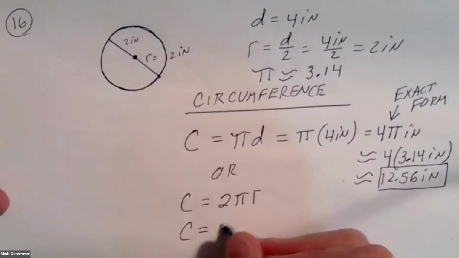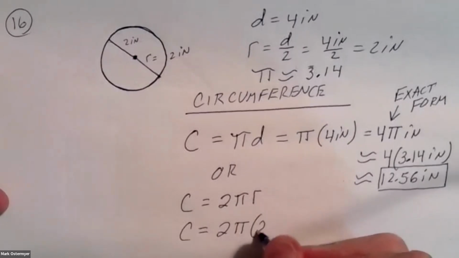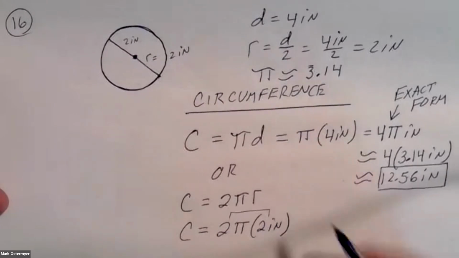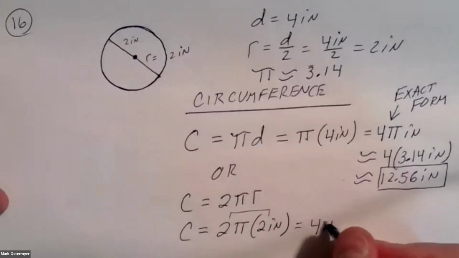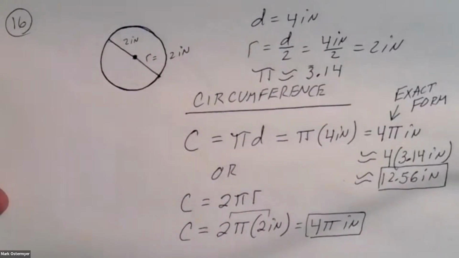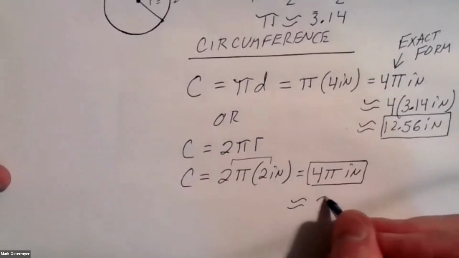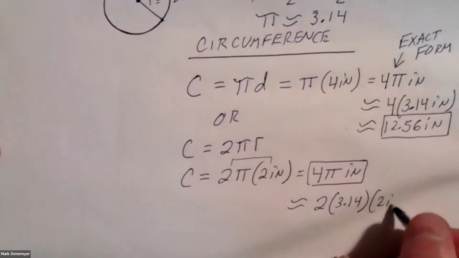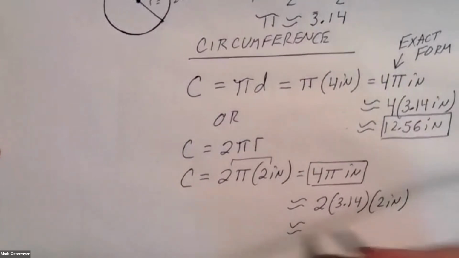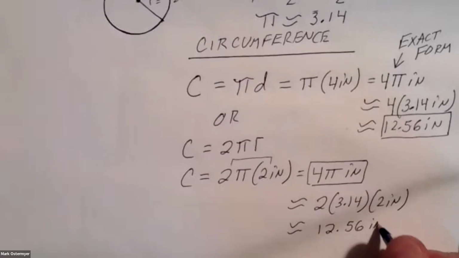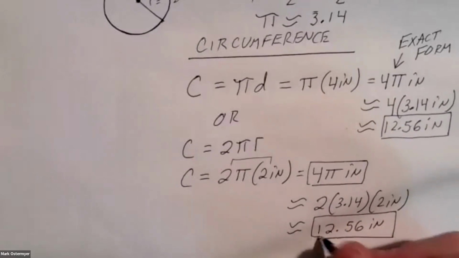The circumference would be 2 times pi times the radius being 2 inches. But what's 2 times 2? That's 4. So again, we get 4 pi inches, the exact circumference of the circle. Or, ladies and gentlemen, an approximation would be 2 times 3.14 times 2 inches. And again, if you work this out on your calculator, you would get 12.56 inches as an approximation of the circumference.